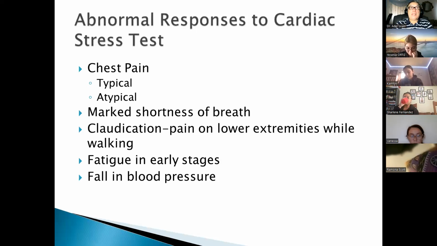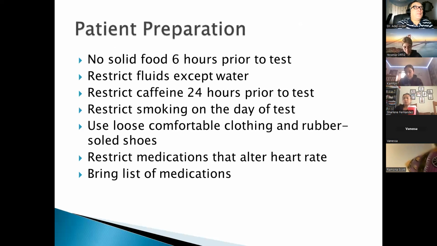Fatigue in early stages of the test, and fall in blood pressure. I told you it should be a rise in the blood pressure. Then what we need to know about this subject is how to prepare the patient for the stress test. Like what? Number one, no solid food. Take care of these items. It is very important, and I will let you know which one is going to be interesting.